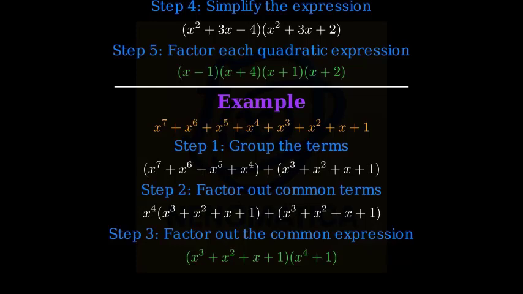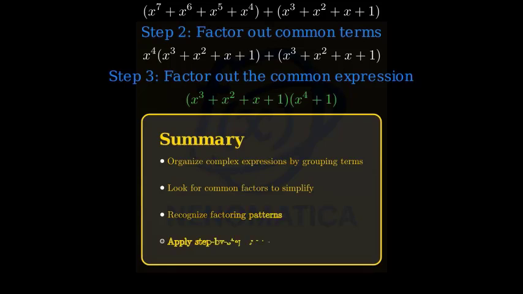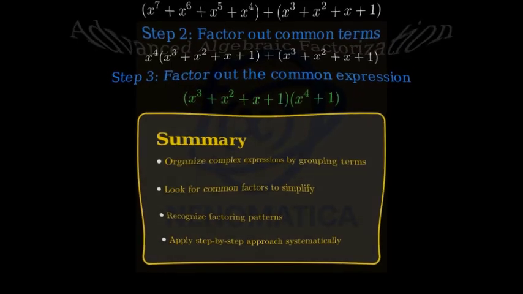Let's summarize what we've learned. In factoring complex expressions, we look for patterns that allow us to rewrite them as products of simpler expressions. Key strategies include grouping terms, factoring out common factors, and recognizing special patterns like the difference of squares or perfect square trinomials. With practice, you'll become more adept at identifying these patterns and applying the appropriate factoring techniques.